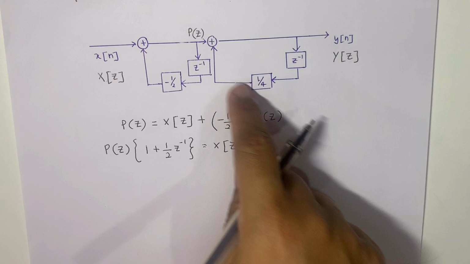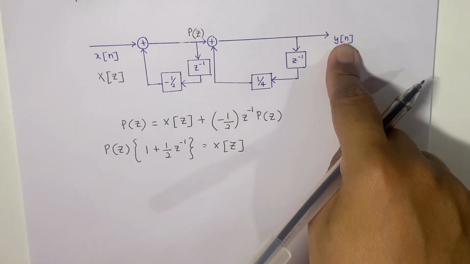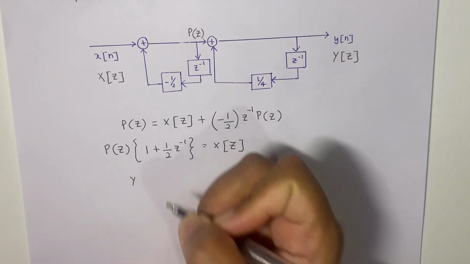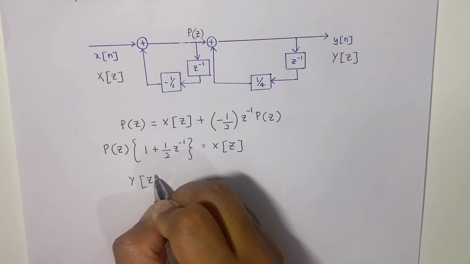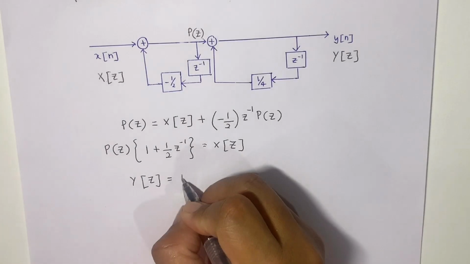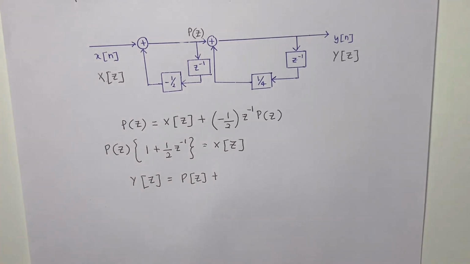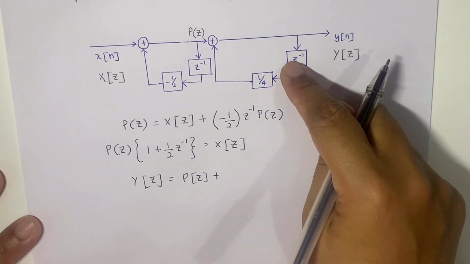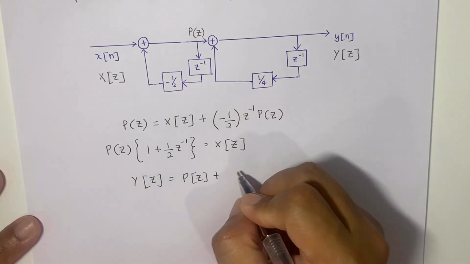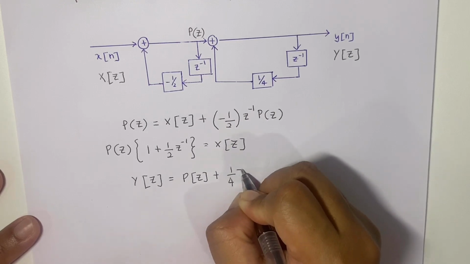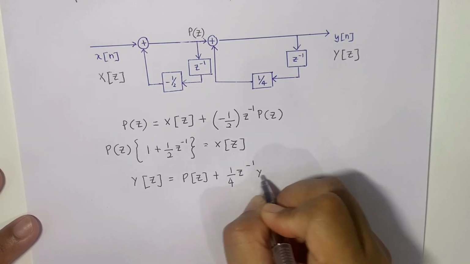And then we need to find this right-sided part. yn is equal to yz is equal to pz plus yz times z to the power of negative 1 times 1 over 4, plus 1 over 4 z to the power of negative 1 times yz.